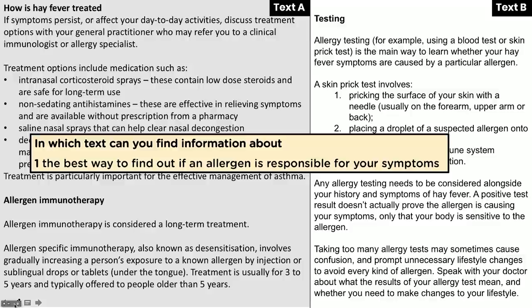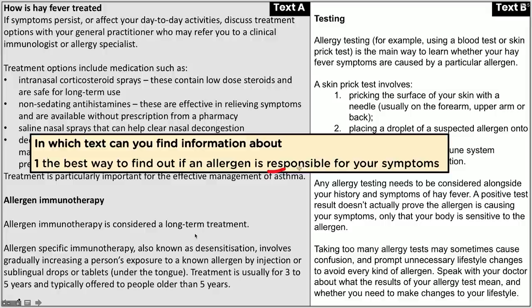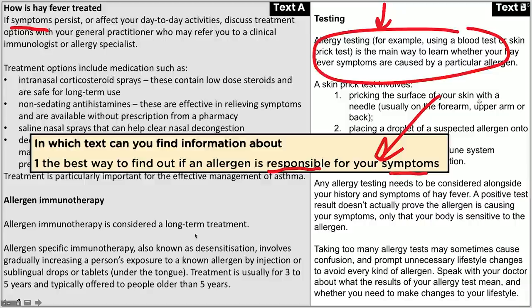Okay, so when I look at this one, I see keywords like responsible and symptoms. Now, if I go up here, I can see immediately symptoms, but the point is to not just word match. I need to think about meaning. The best way to find out if an allergen is responsible for your symptoms. Now, it says here something interesting. It says allergy testing is the main way to learn whether your hay fever symptoms are caused by a particular allergen. I like that part, and I'm pretty sure that's where you could find information to answer that one there. Let's see at the end though.